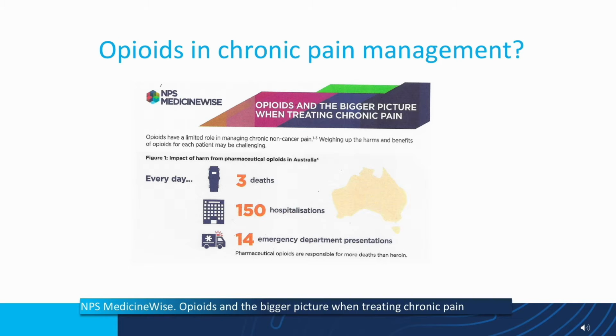Let's just have a look at a couple of statistics again from NPS MedicineWise. Every day there are 3 deaths related to opioid therapy. There are many hospitalizations, up to 150, and there are many emergency department presentations, and the numbers all stack up depending on where you look, but effectively opioids are playing a huge role in causing side effects, in causing harm to patients, and being fatal in some instances.